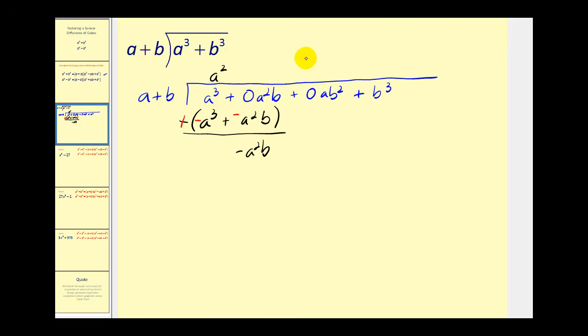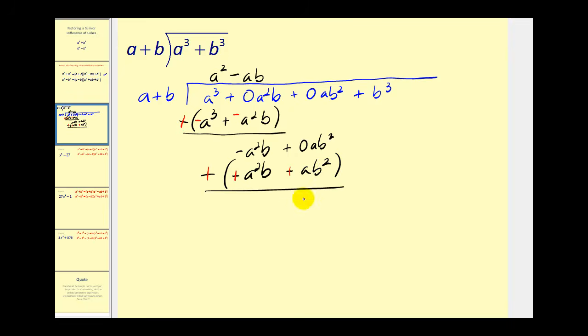Then we bring down the next term, plus 0 ab squared. And now we repeat. What times a will give us negative a squared b? That would be a negative ab, so we'll write down minus ab. Now we'll multiply a negative ab times a, that would be negative a squared b, and then we have a negative ab squared. Instead of subtracting, now we'll add the opposites. So the result here is a positive ab squared. Bring down our last term.